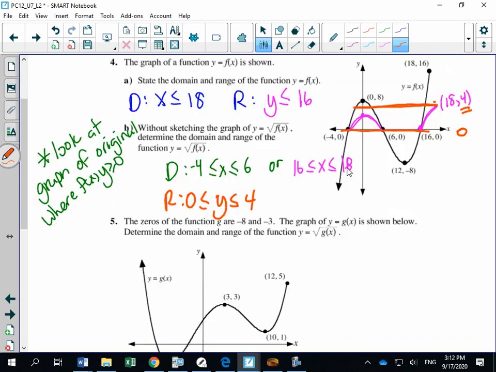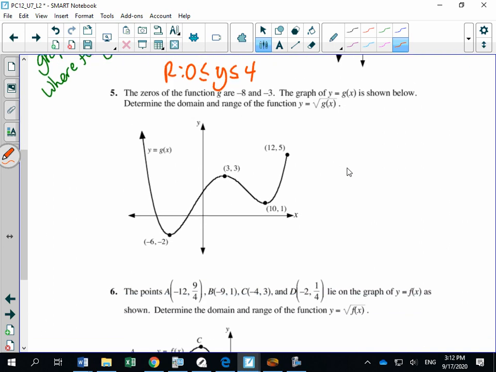All right, let's look at number 5. The zeros of the function g, so it says this graph, they're calling it y is equal to g of x. So another polynomial, y is equal to g of x. And it says the zeros are -8, so that one's at -8, and -3. That zero is at -3. Okay, the graph of y is equal to g of x is shown. Determine the domain and range of the radical.